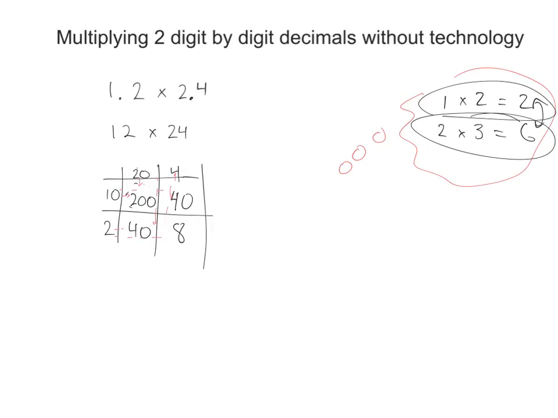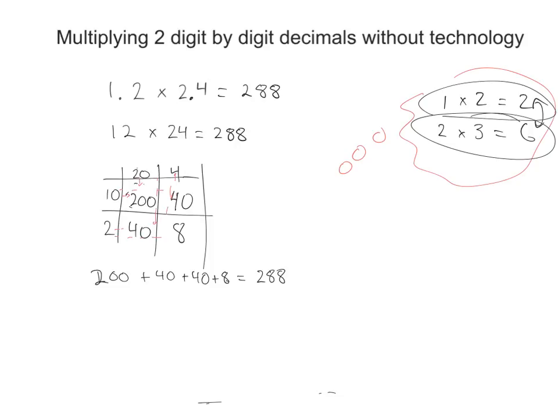So you've done this before. This is things that you've done many, many times by now. Now let's add them together. So 200 plus 40 plus 40 plus 8. And you can see here, when we add these all up, we get 288. So here's our answer. 12 times 24 is 288. 1 and 2 tenths times 2 and 4 tenths is going to have the same digits. It's going to be 288.